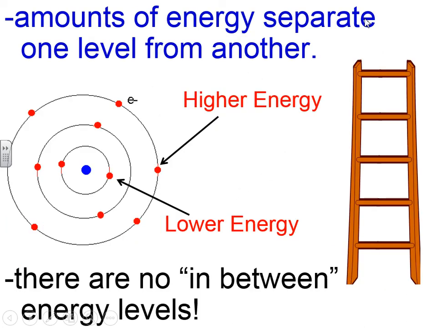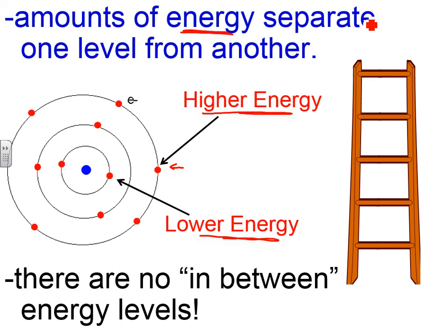Now, every energy level, here it says, amounts of energy separate one level from another. Energy came from light. Remember that when we talked about light, we said that light has different forms of energy. So he theorized that the electrons exist in these different energy levels. The further you are away from the nucleus, like this electron here, the more energy you have. So this electron actually has more energy as compared to an electron that's further in.